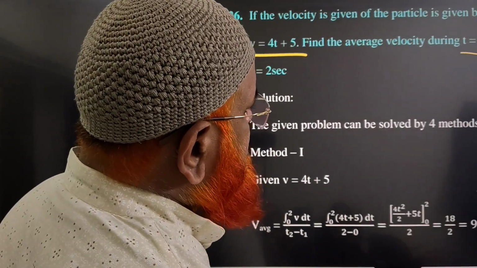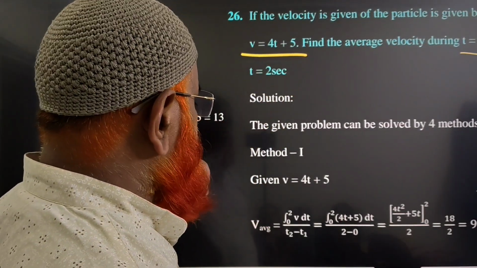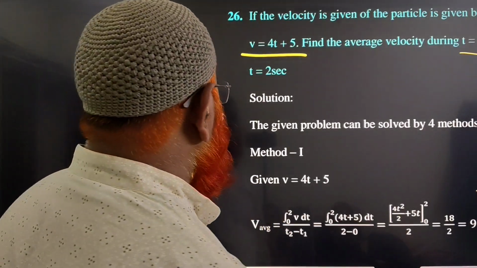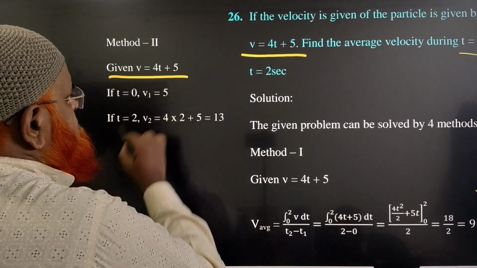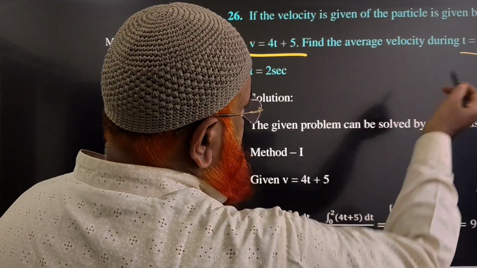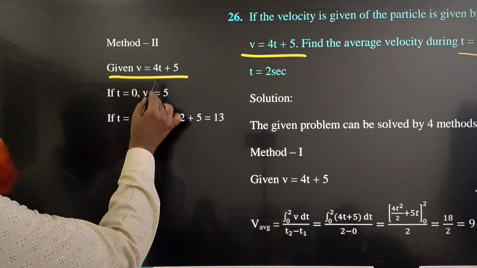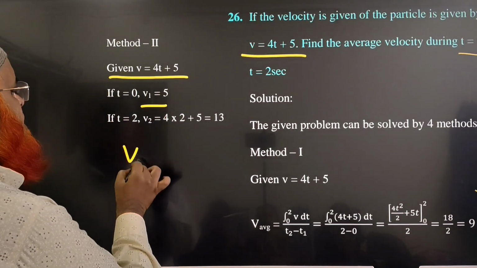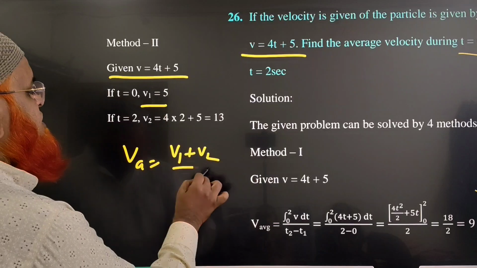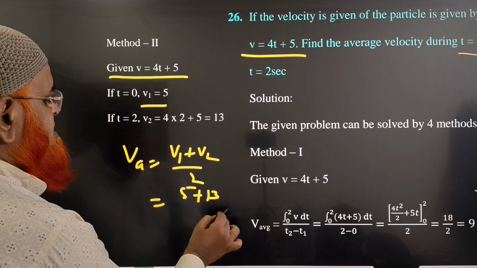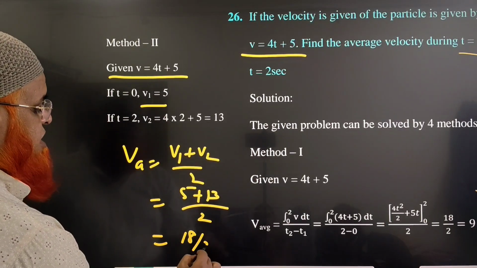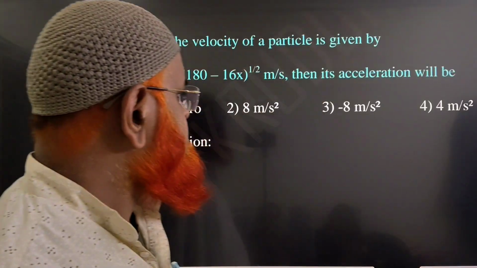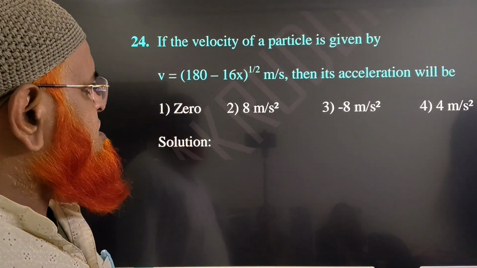Find the average velocity during the time interval of t is equal to 0 to t is equal to 2 seconds. Generally we do it by using integration. But there is one more method also. v is equal to 4t plus 5. If you substitute time t is equal to 0, v1 is 5. If you substitute t is equal to 2, v2 will become 13. So v average means v1 plus v2 by 2, which is 5 plus 13 by 2, 18 by 2, which is 9. Without differentiation, we have done this one. This model we have done just now.